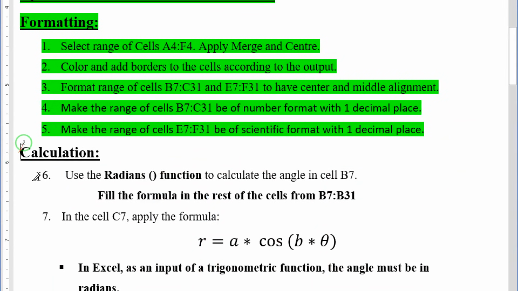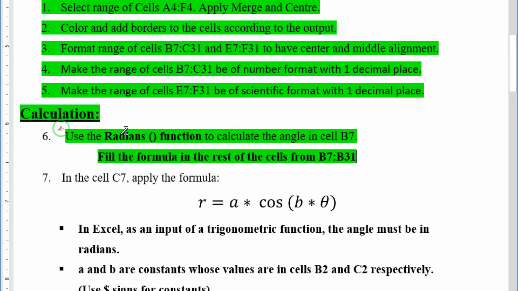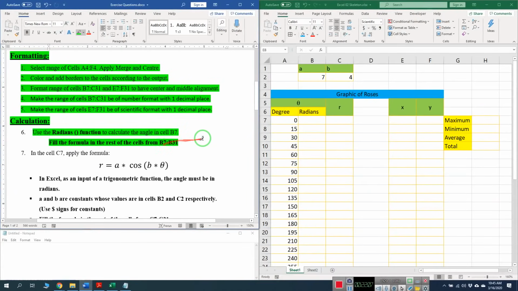Now let us start calculation. In the calculation, for the first question, we have to use the radian function. If you remember, we used the radian function in the last class. The radian function converts degrees into radians. This is a built-in function in Excel. So we'll write this radian function to calculate the angle in cell B7, and then we'll fill the formula to the rest of the cells from B7 to B31.